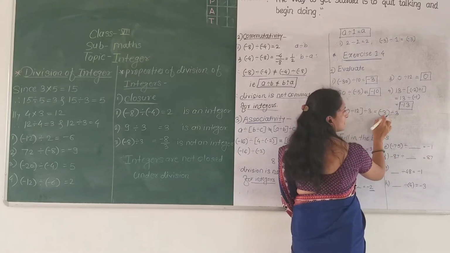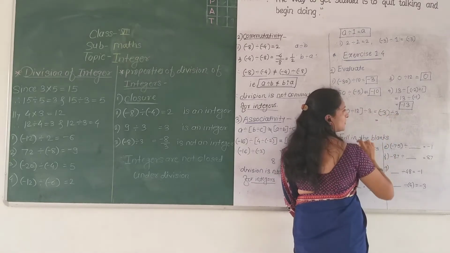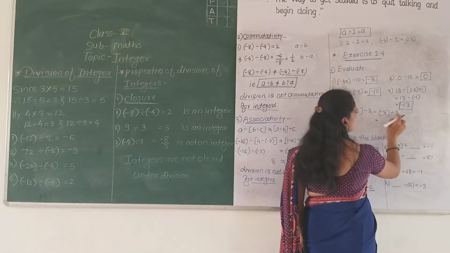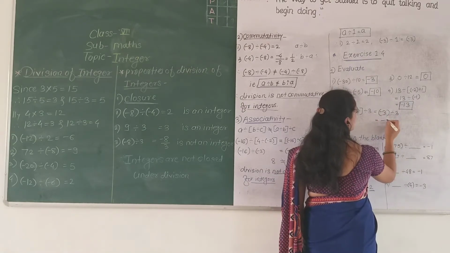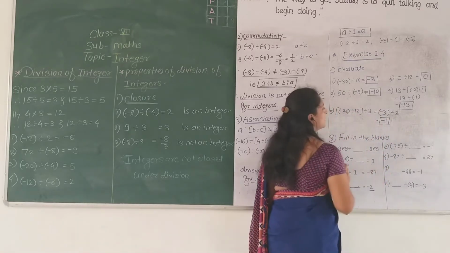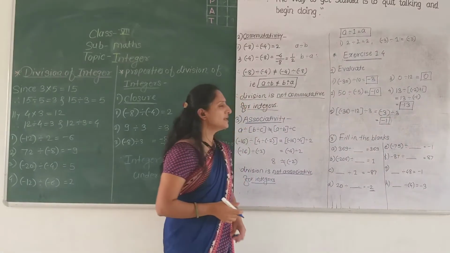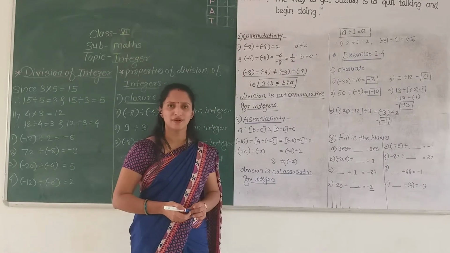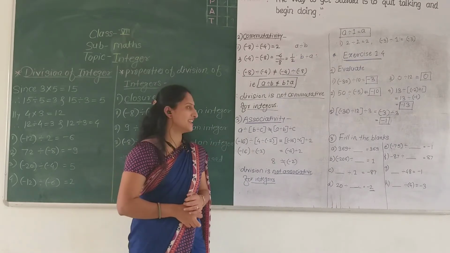Now 3 1s are 3. So the answer is negative 1. Why is it negative? Since one of the integers is negative. Okay? So it's very simple. Do you enjoy it? Okay.